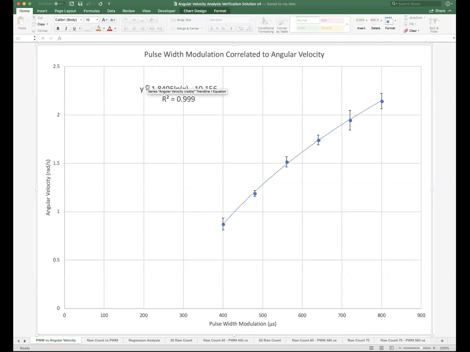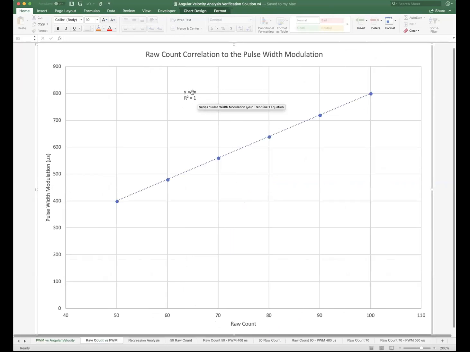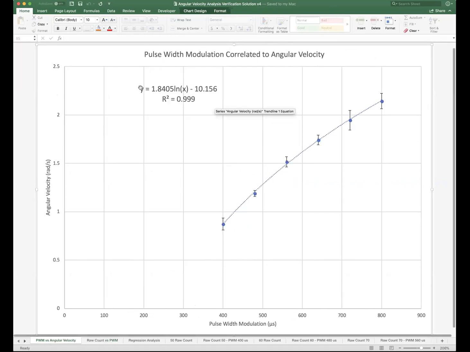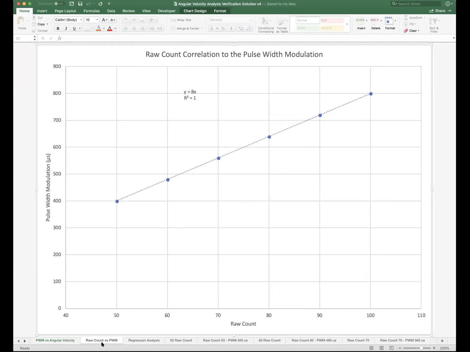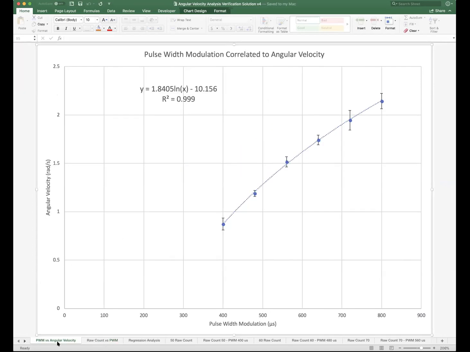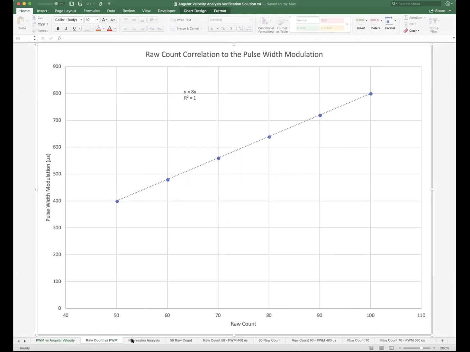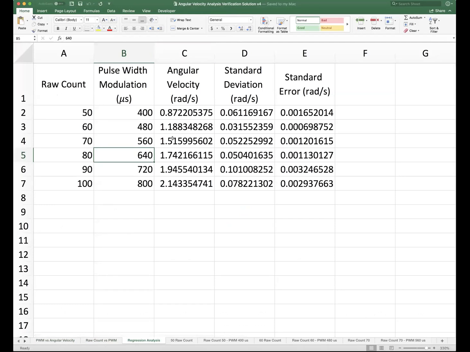So we have this equation right here. This is what's important. And then we have a raw count equation, that's y is equal to 8x. And on this one, y is equal to 1.8405 natural log of x minus 10.156. So we want to use these to predict our angular velocity for a couple of scenarios. One will be for the pulse width, and then the other one will be for the raw count. So we're going to use this data set here.